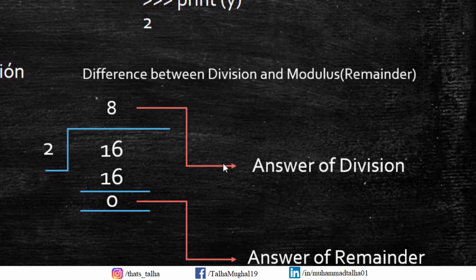Here it is very important to understand the difference between division and remainder, which is also known as modulus. Now suppose you are dividing 16 over 2. When you multiply 2 with 8, you get 16. And when you subtract 16 from 16, you get 0. That 0 is the answer of remainder, and that 8 is the answer of division. So that is the main difference between division and remainder.